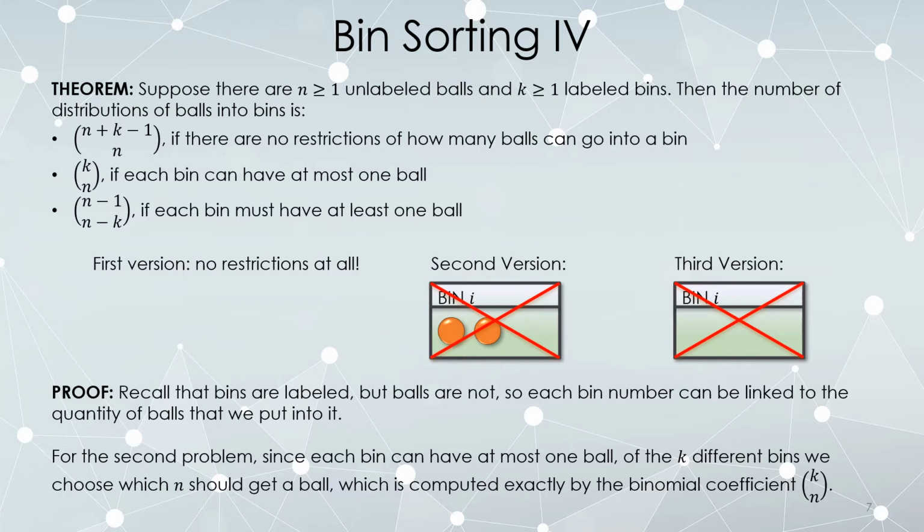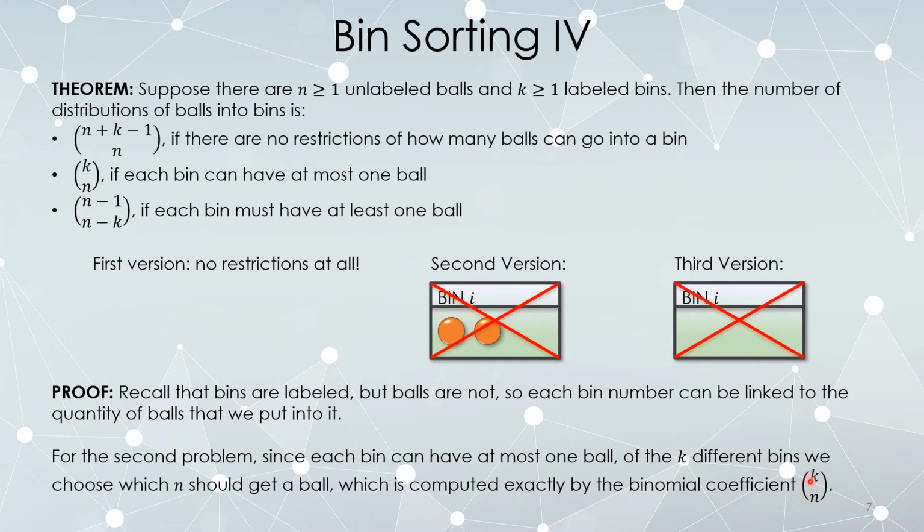For the second problem, okay, put aside the first one, we're doing the restriction now that each bin can have at most 1 ball. So there are k different bins, and we simply choose which of them get a ball compared to which don't. I'm not allowed to put 2 balls into a bin, so the only choices are either a bin gets 0 balls or it gets 1. Well, I had a total of n balls to distribute, so out of the k total bins, choose which n of them get a ball.